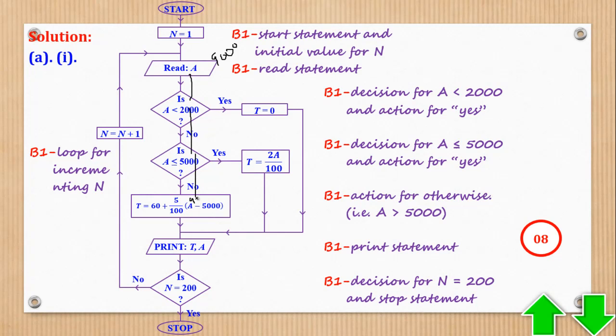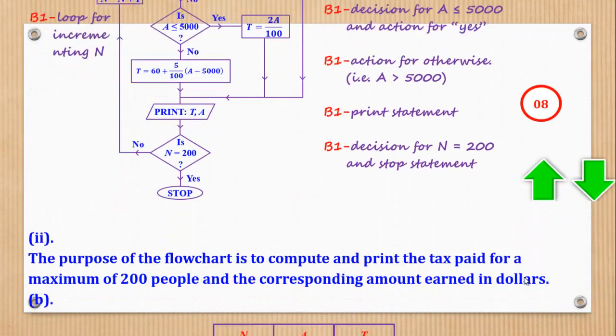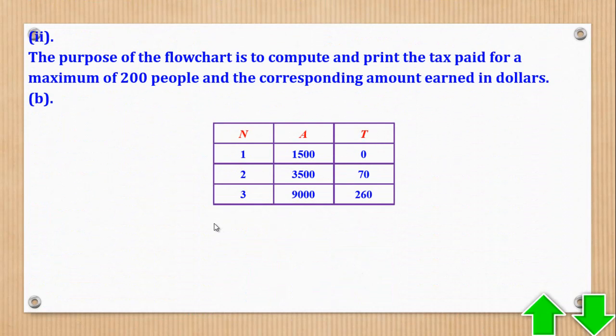So 9,000 minus 5,000, it is 4,000. 4,000 times 5, it is 20,000. 20,000 divided by 100, it is 200. Then 200 plus 60, it is 260. So that means that my t will be 260. So I'll come here and put 260.